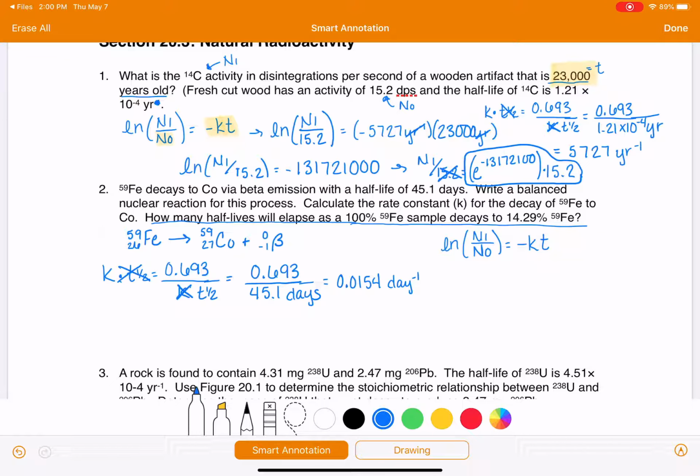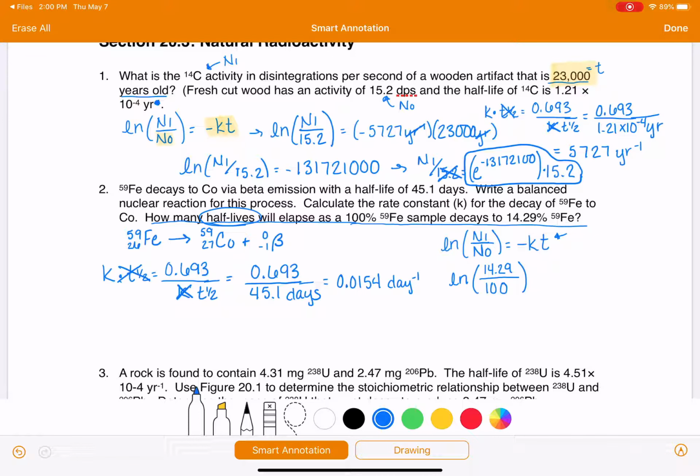So we're looking for an amount of time. We want to give that time in units of half-lives, but really we're going to start by solving just time. How much time will pass, and then we'll turn that into how many half-lives will pass. We don't know for sure exactly what N1 and N0 are, but we do know that our initial amount of iron is 100%. And our final amount of iron is 14.29%.